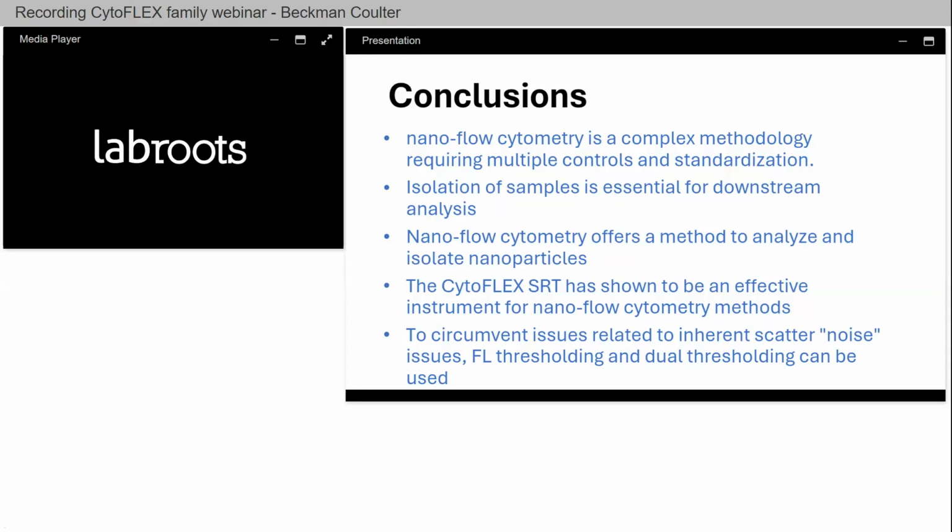And again, to circumvent the issues related possibly to inherent scatter noise, you can use fluorescence thresholding or the dual thresholding so that you are able to see fluorescent and non-fluorescent particles.